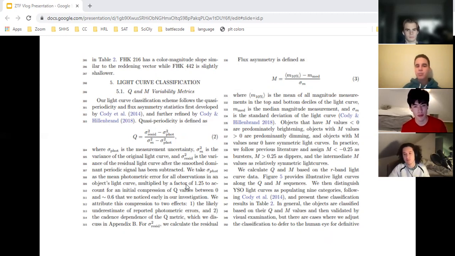We calculate Q by taking the variance of the residual light curve, which is the variance of the light curve when the periodic signal is subtracted from it, and dividing it by the variance of the light curve, adjusting the two measures by photometric uncertainty. We calculate flux asymmetry by subtracting the median magnitude measurement from the mean magnitude in the top and bottom 10%, then dividing this number by the standard deviation of the light curve. We use the Q and M metrics to classify stars and explore the properties each class of stars exhibits.